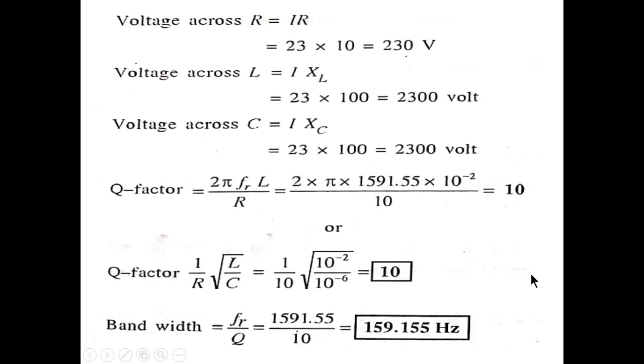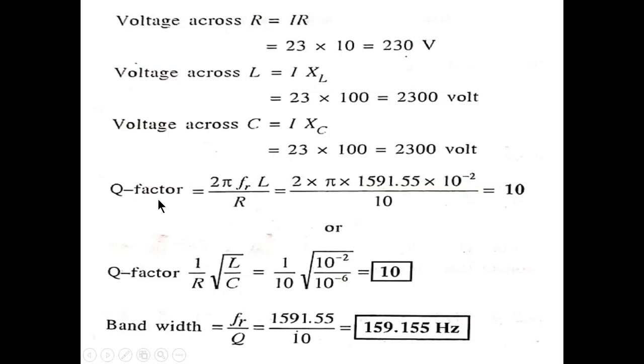Now here we need to find the voltage across each element, VR, VL and VC. We know the relation VR equal to I into R, so we get 230 volt. VL is equal to I into XL, so we get 2300 volt, and VC is equal to I into XC, so we get 2300 volt.